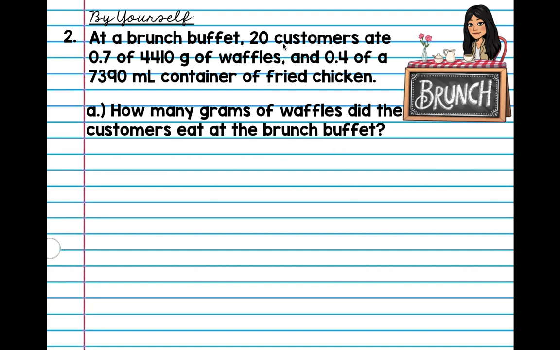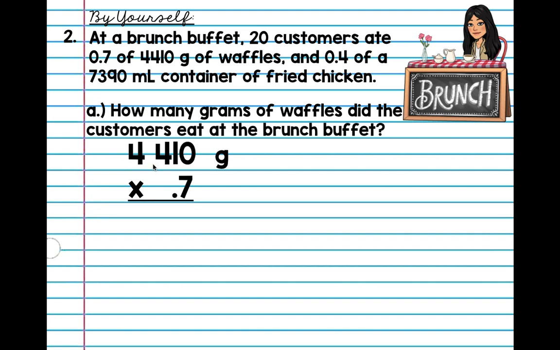So the first thing you just have to remember is when we're working with our decimal tenths and our fraction, they're not asking about the customers. So you can just disregard this 20 altogether. Okay, so they just want to know your grams of waffles. How much did they eat? So they ate 7 tenths. So to find that, we're going to do what we did earlier. Multiply your grams by how much they ate. Okay, and go ahead and solve, and we'll go over the answer.